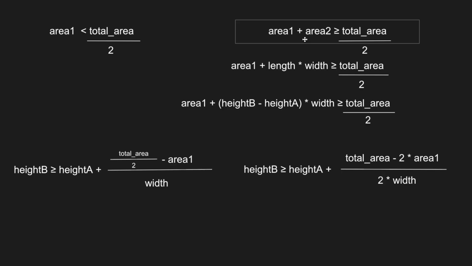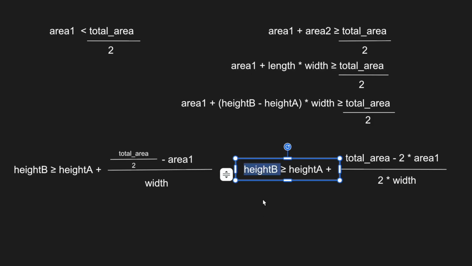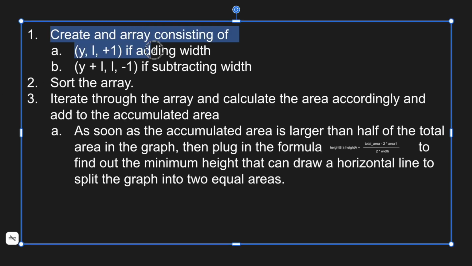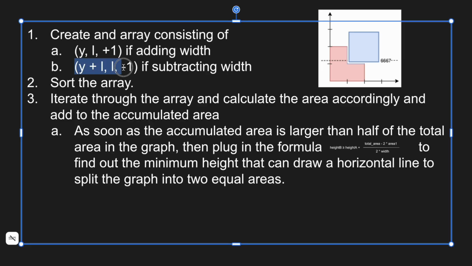So once we have found an area that's larger than the total area divided by 2, then we can plug in this formula to figure out the minimum height that we can have for the total area above the line and below the line to both be equal. So what we can do is we will first create an array consisting of the y-coordinates, the length that the square of that y-coordinate has, and plus 1, meaning that we are adding to the area. Now we will also need these type of items because as we move up, the width may need to be subtracted. Like right here, we have a width of 3, but when we're up here, the width is only 2.